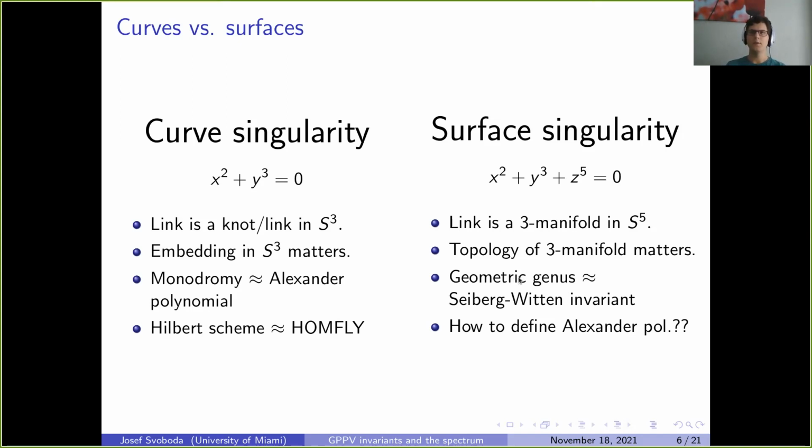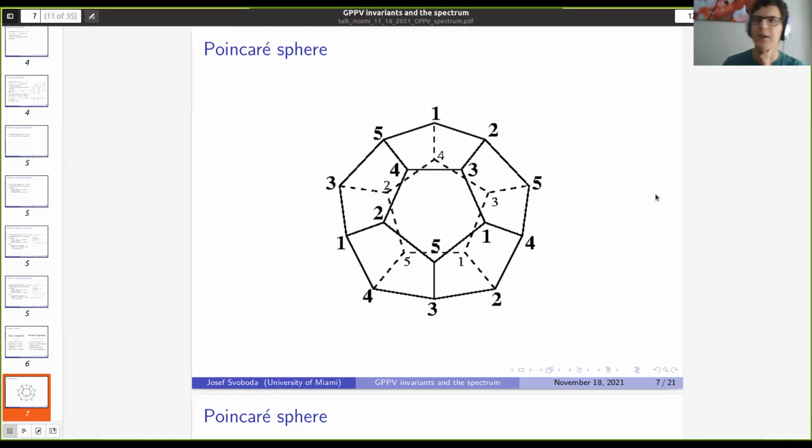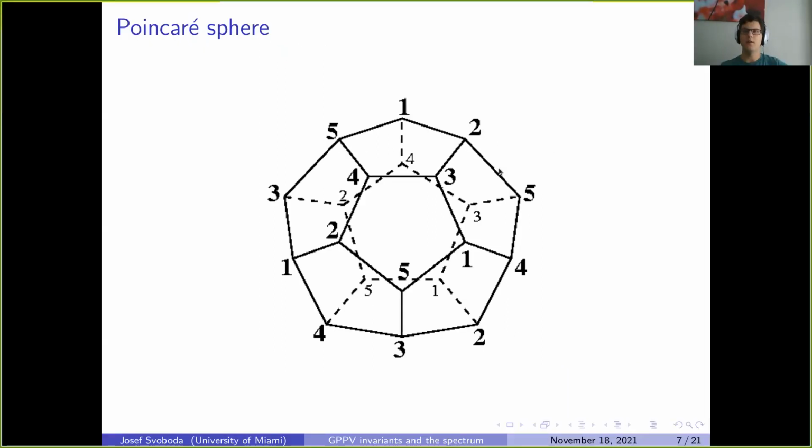So I wanted to emphasize that this is really different. Now I just want to check the time. Okay, so now I want to talk about this Poincare sphere more precisely. This is just a funny picture: if you want to think about the Poincare sphere in some nice way, you can take the solid dodecahedron and glue the faces by a rotation of 1/5 of the full angle, and this is the Poincare sphere.